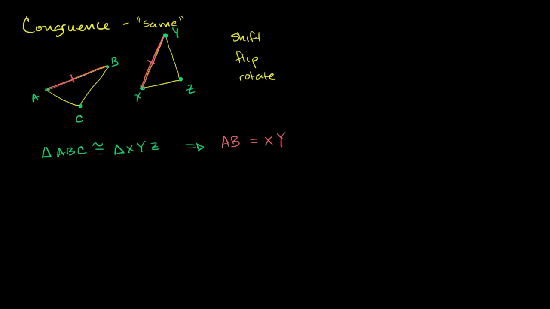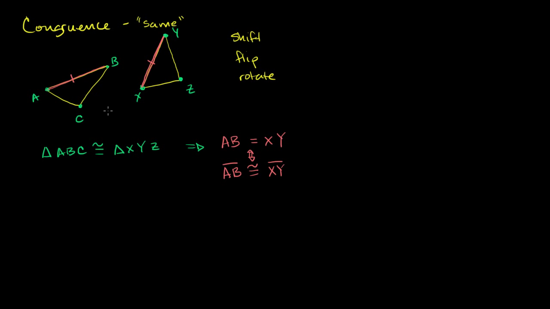And you don't always see it written this way, but you could also make the statement that line segment AB is congruent to line segment XY. Congruence of line segments really just means that their lengths are equivalent, so these two things mean the same thing. If one line segment is congruent to another line segment, that just means the measure of one line segment is equal to the measure of the other line segment. And so we can go through all of the corresponding sides.